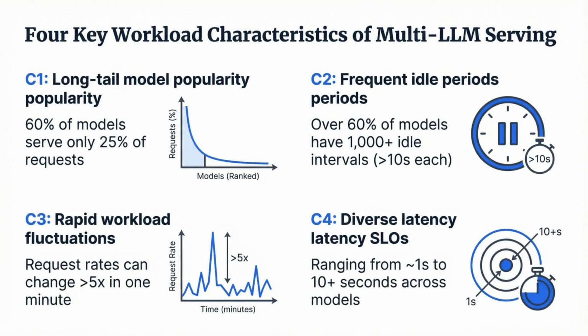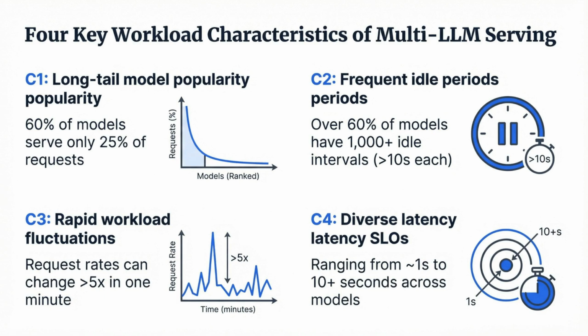These four key workload characteristics define the multi-LLM serving challenge. Model popularity follows a long-tail distribution, and models frequently experience long idle periods. Request rates also fluctuate rapidly. Finally, different models have diverse latency requirements. These characteristics demand a system that can adapt its sharing policies in real time.